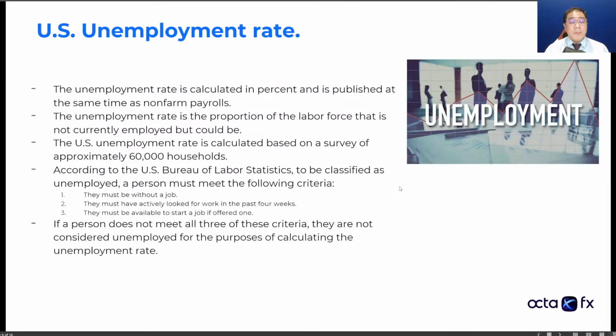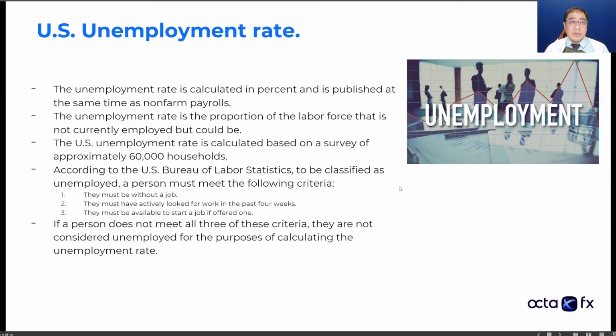the unemployment rate, okay? Because this gets released at the same time with the NFP numbers. So the way we look at it is that the unemployment rate carries a significant weight to it as well. The unemployment rate is calculated in percentage and is published at the same time as the non-farm payrolls. It is the proportion of the labor force that is not currently employed but could be. However, the statistics, if you guys want to know, the survey is basically just from approximately 60,000 households. This 60,000 households is a sample size to represent the whole economy, and every economy does this. In the US, the number of surveyed households is not exactly 60,000, but it is approximately 60,000.